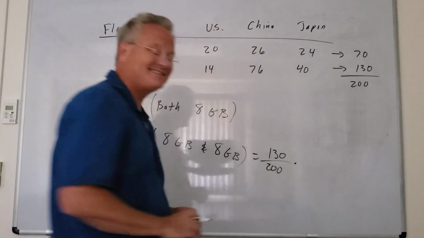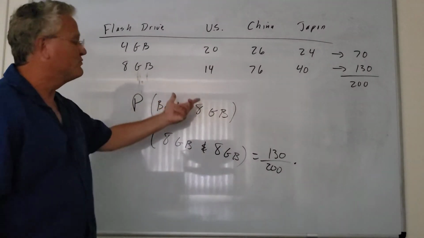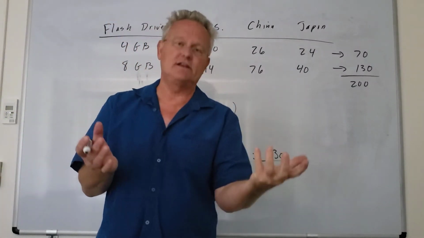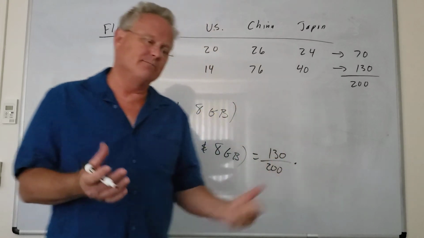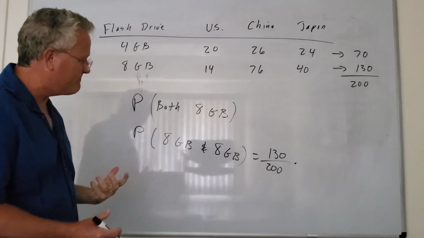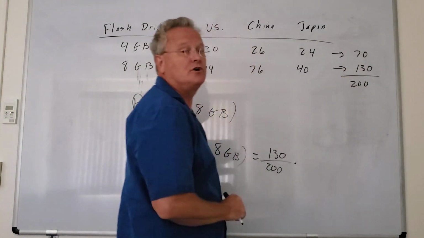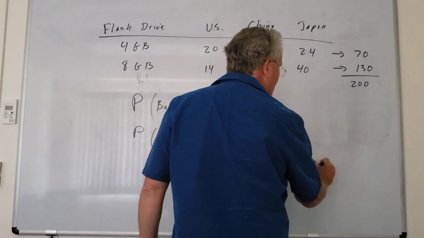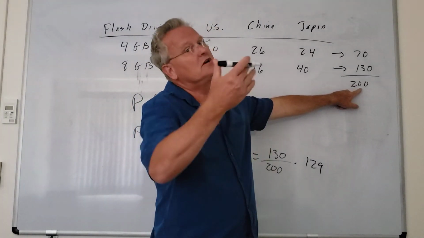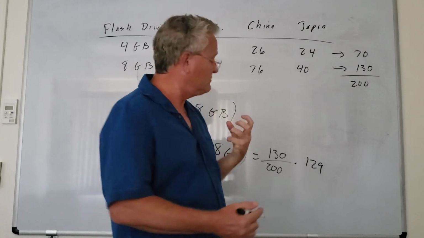What's the probability the second one is going to be an 8 gigabyte? Well, now we're really thinking of this: what's the probability the second one is an 8 gigabyte given that the first one was an 8 gigabyte? Well, if we picked an 8 gigabyte on the first pick and we didn't put it back, how many 8 gigabytes are left? 129. So on the second pick, there's only 129 8 gigabytes. How many are in total? There's going to be 199 because there's that one that we picked on the first pick and we didn't put it back.